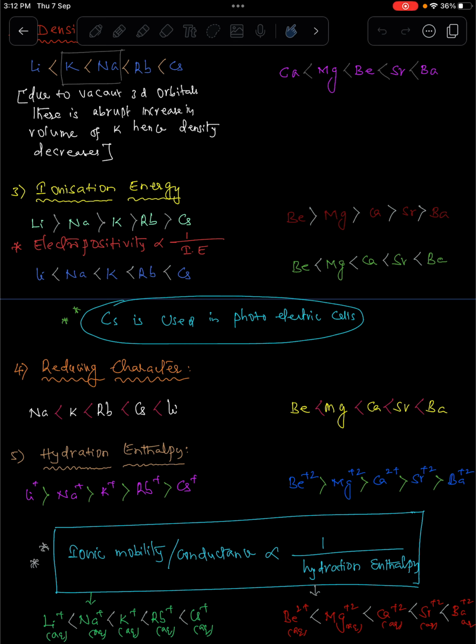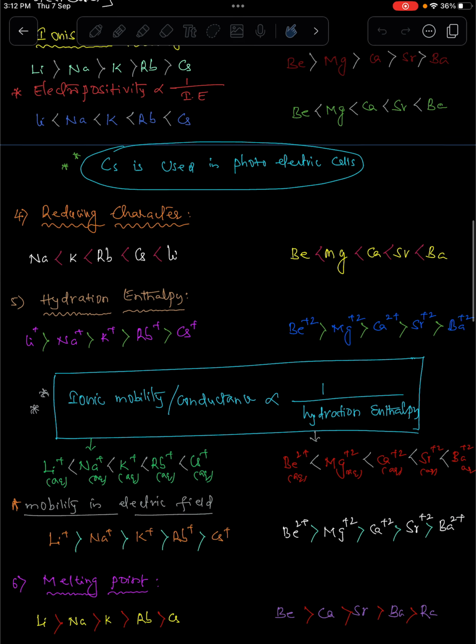And next, electropositive character, if you see in second group elements, so beryllium is less than magnesium, which is less than calcium, then strontium and barium. So here cesium is used in photoelectric cells. Cesium, even rubidium is also sometimes used. So mostly cesium is used in photoelectric cells. This is because of its low ionization enthalpy values.